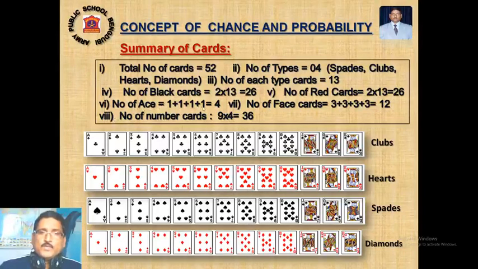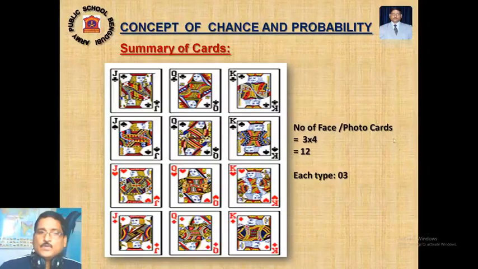The number of face cards: face card means photo card. J, Q, K are called face cards or photo cards. It will be 3, 3, 3, 3. That is 12. And number of number cards: 2 to 10 are called number cards. Each type has 9, 9 fours are 36. Clear? So now photo cards: how many photo cards are there? 3 fours are 12. ठीक है?